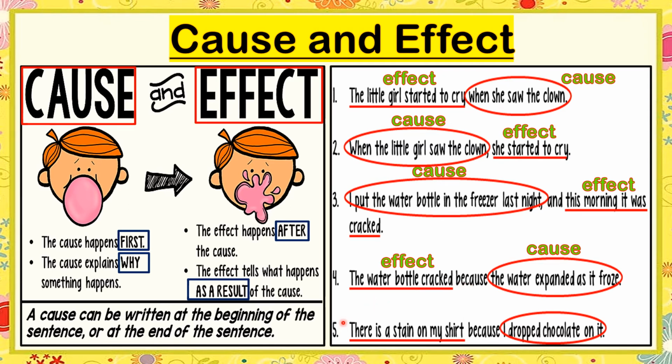And the last sentence, number 5, there is a stain on my shirt because I dropped chocolate on it. Which happened first, the stain on the shirt or because that person dropped the chocolate on it? So of course, the effect is there is a stain on my shirt, and the cause is I dropped chocolate on it. So I think, class, you now have a better understanding of what cause and effect is.